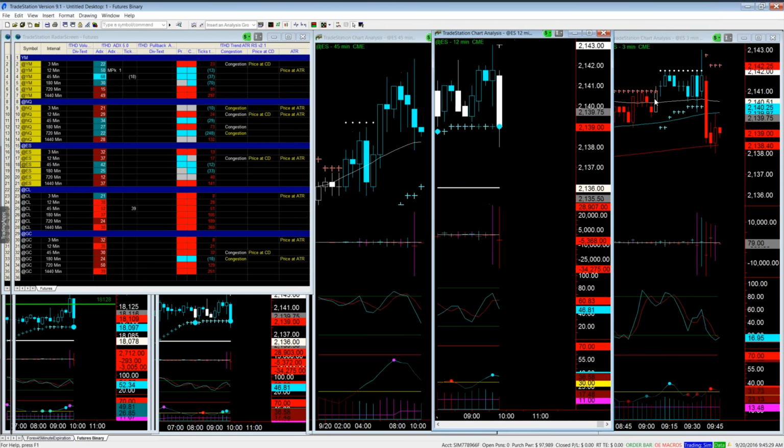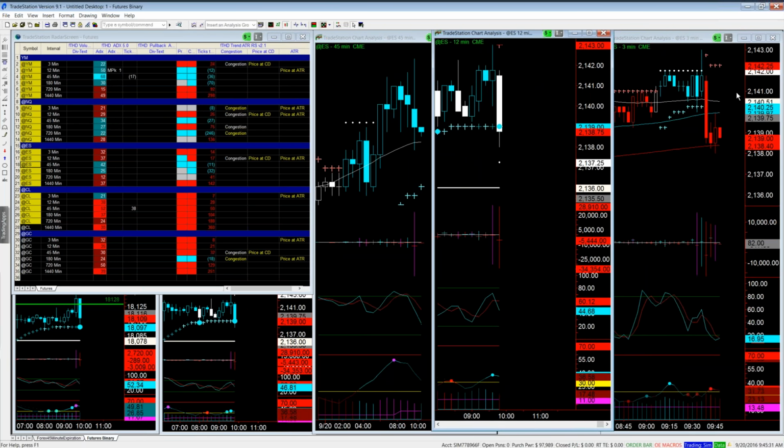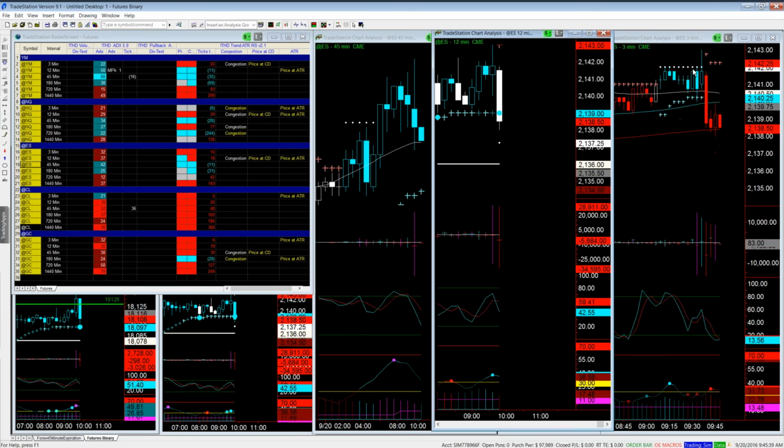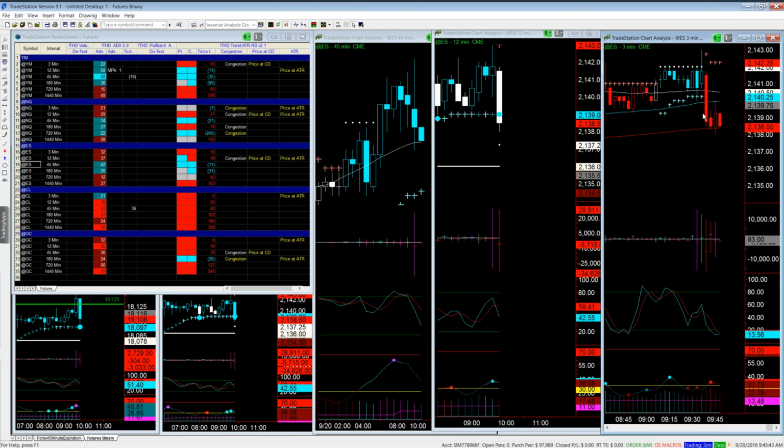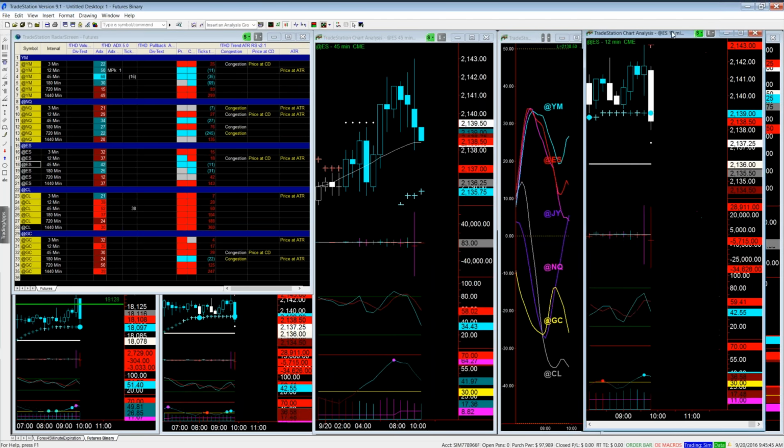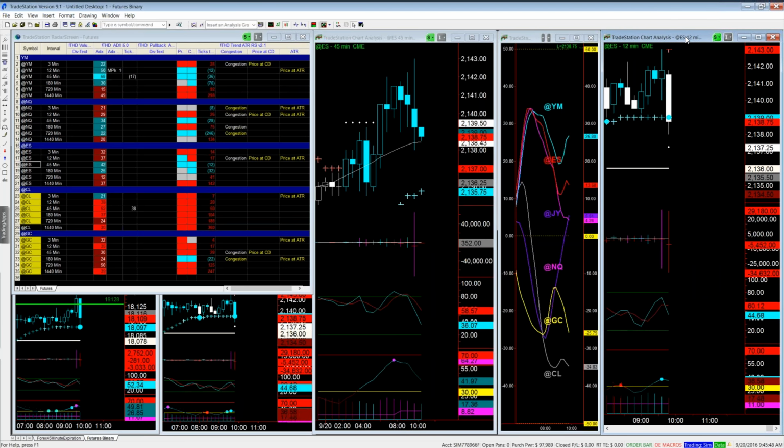Now, the entry for that normally is off of the 3-minute, okay? And in this case, you would wait for it to come back to the ATR or to the congestion dot, like it did right here. But again, we don't have enough volatility right now to be trading the 3-minute. So I don't show that right now. We do have very specific rules for that.